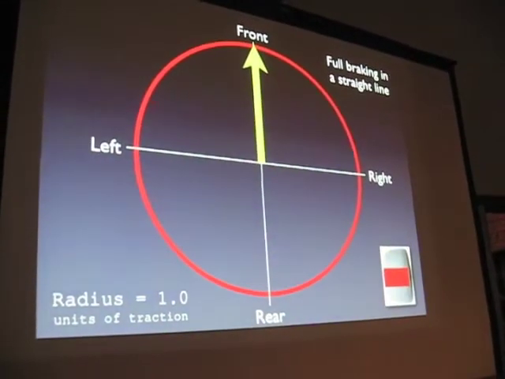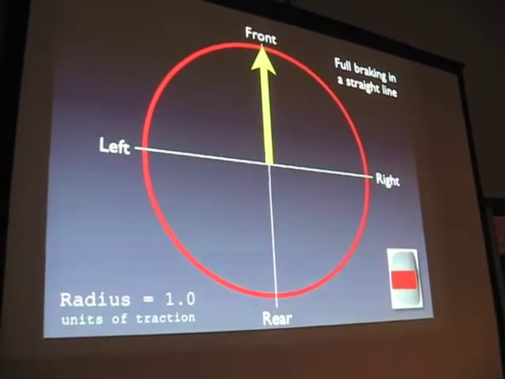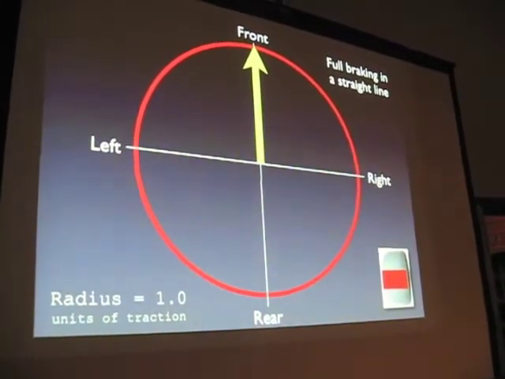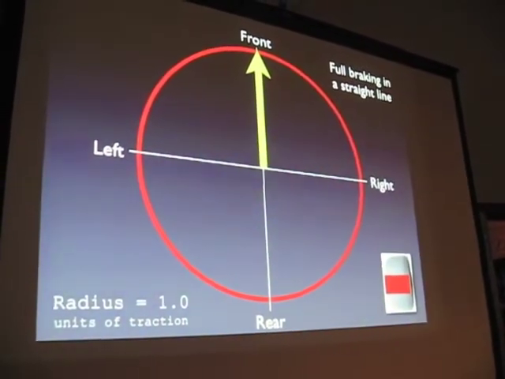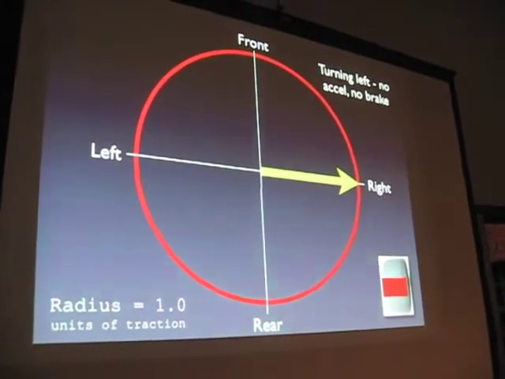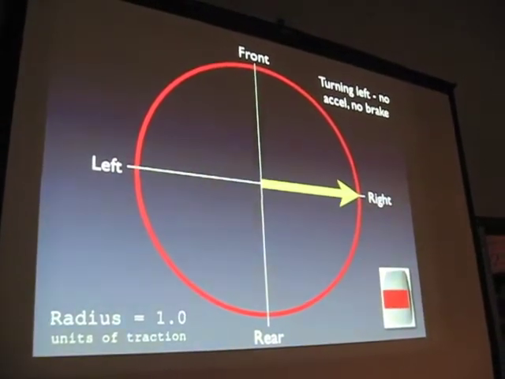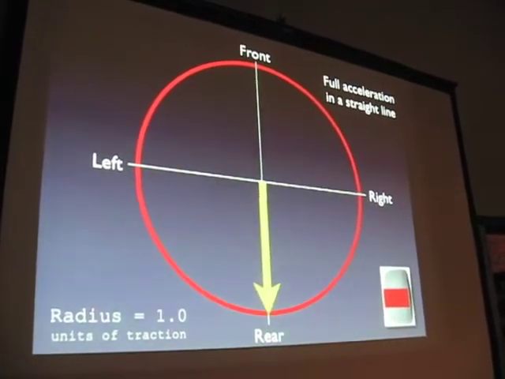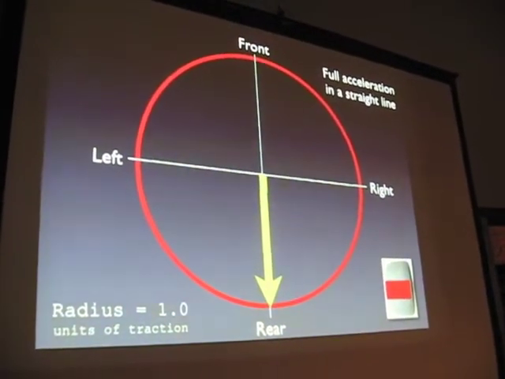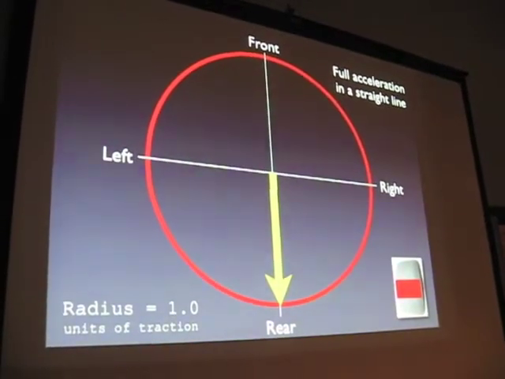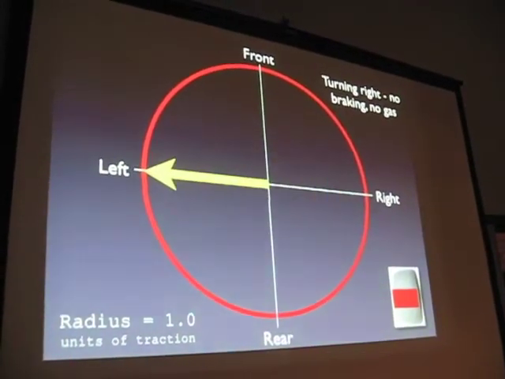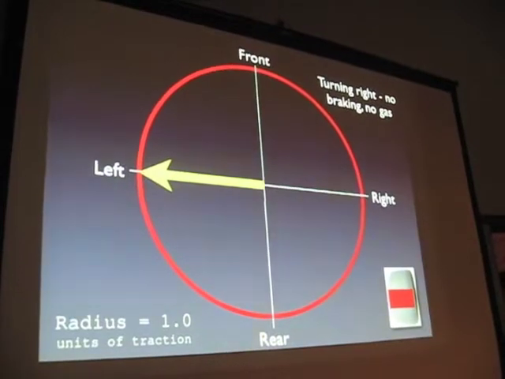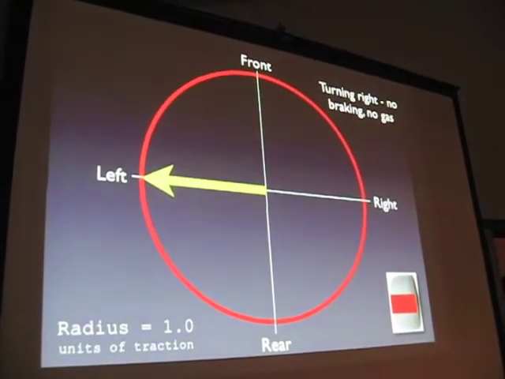So you can either do full braking in a straight line, maximizing the force up to the adhesion limit of your tires, threshold, or you can be turning left as hard as you can without accelerating and not braking, just turning left, which gives you full threshold to the right, or accelerating as hard as you can, which gives you the maximum traction to the rear, or maximum force to the rear, or you can be turning right with no braking and no gas, and that's your maximum.